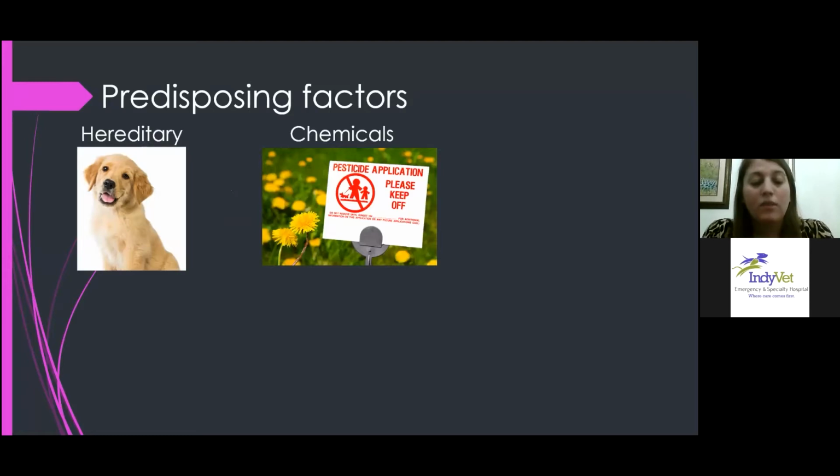Chemicals, specifically pesticides, herbicides, insecticides, can predispose to cancer. There's actually been a few studies that show that lymphoma cases are more likely to come from a home that was professionally treated with insecticides, pesticides in the home.